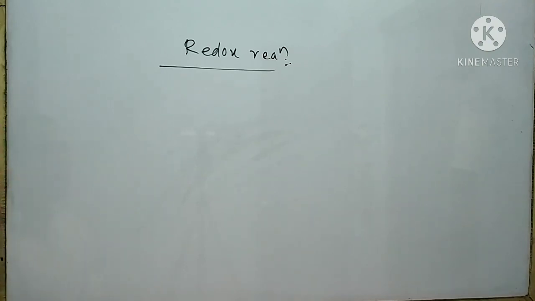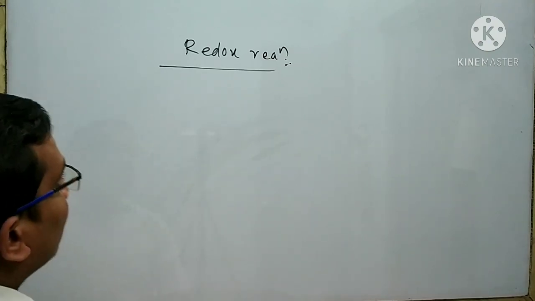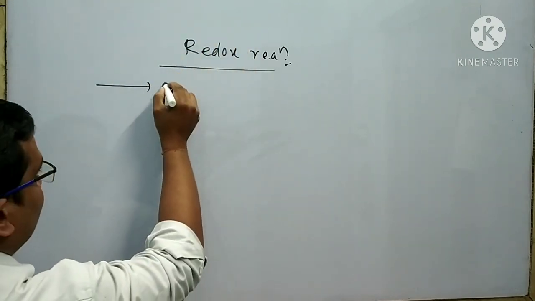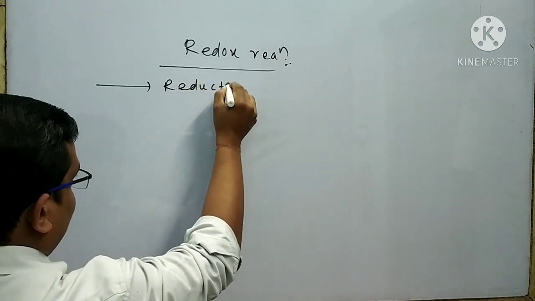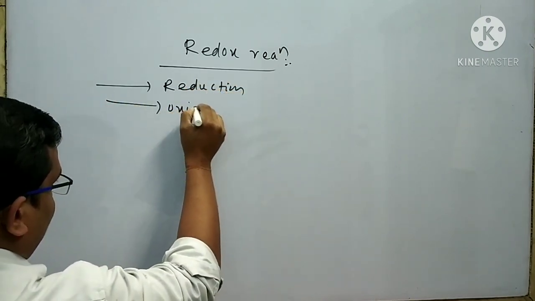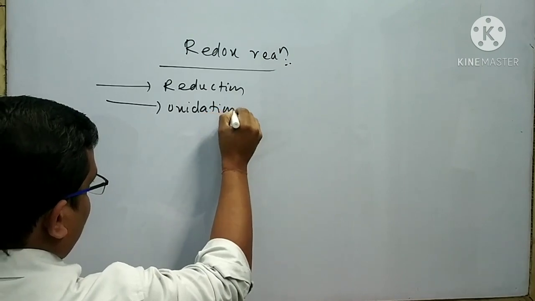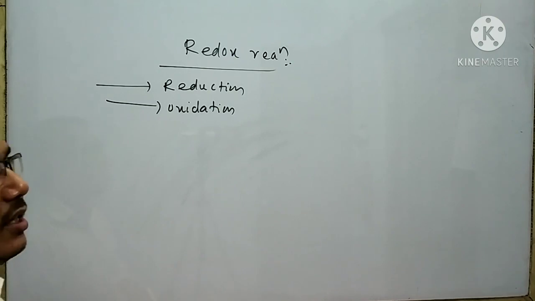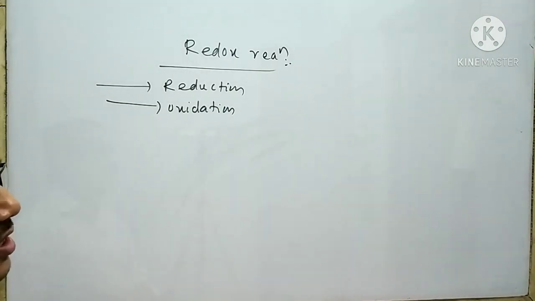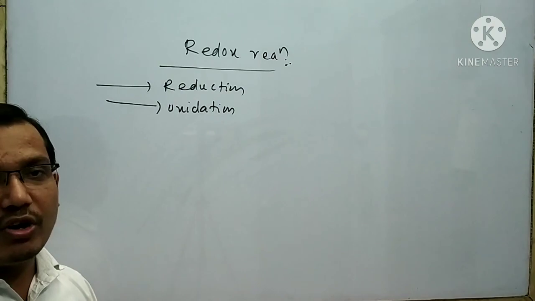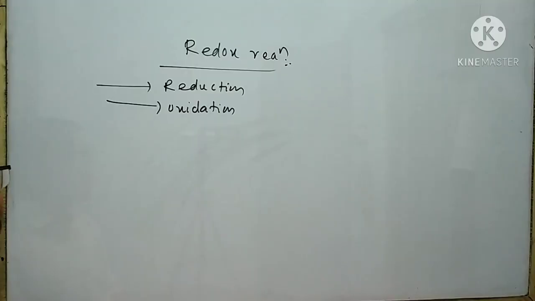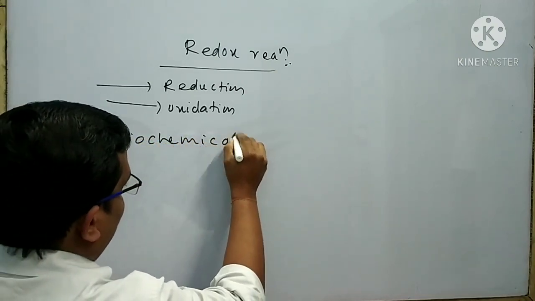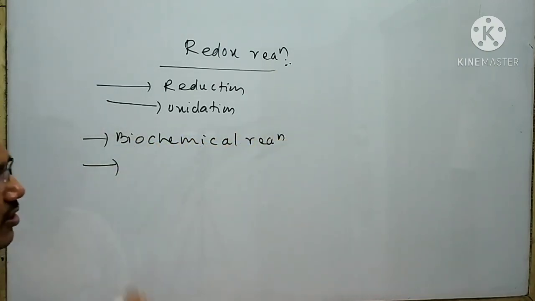What is the meaning of redox reaction? Actually, the redox reaction generally belongs to two reactions. One is reduction, another is oxidation. When both reduction and oxidation reactions take place simultaneously, then it is called redox reaction. Most of the biochemical reactions are redox reactions.